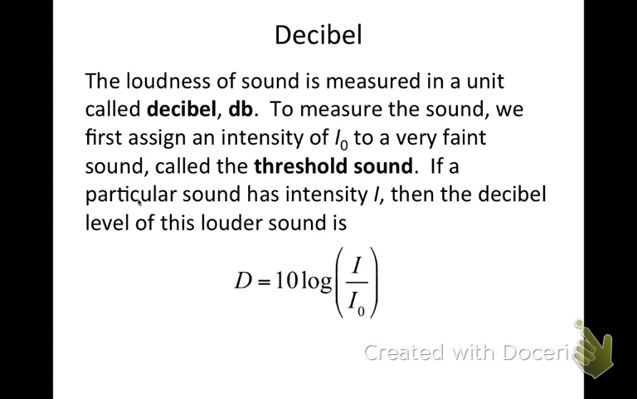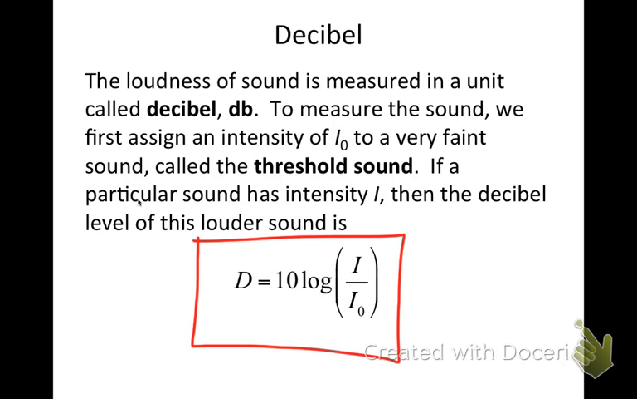Let's do another formula. So this is for the loudness of sound. The loudness of sound is measured in a unit called the decibel. To measure the sound, we first assign an intensity of I naught, or I sub 0, to a very faint sound called the threshold sound. If a particular sound has an intensity I, then the decibel level of this louder sound is as follows. So I would write that formula down.